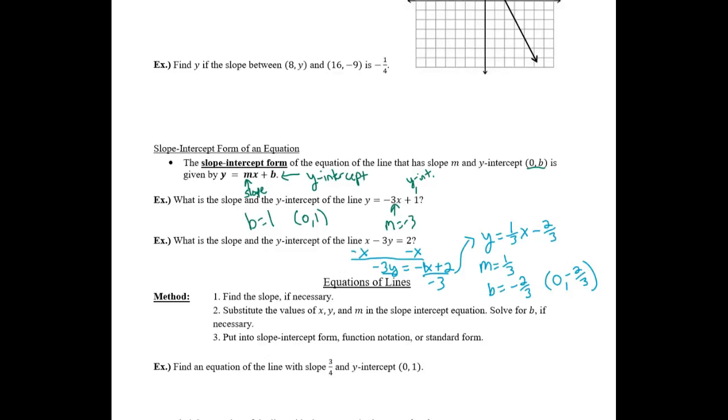So if you have a linear equation, first make sure it's in the correct form, meaning it needs to be solved for y. Y is all by itself on one side. And then you pull out the proper information. So the coefficient to the x term is our slope, and the constant term is our y-intercept.